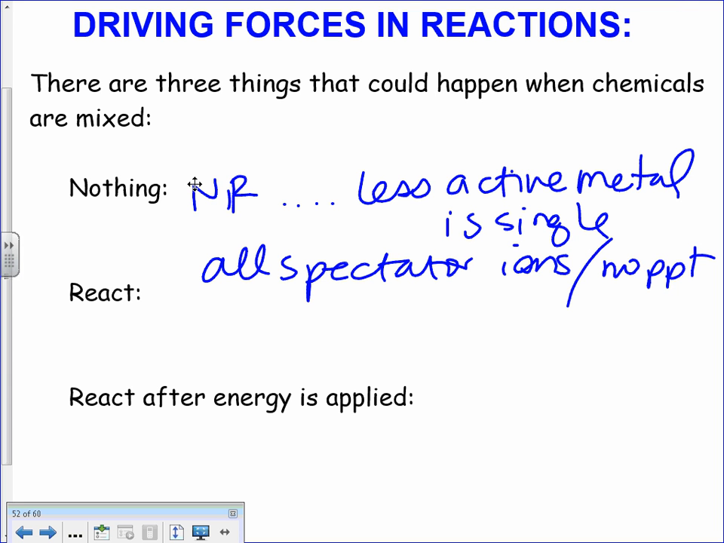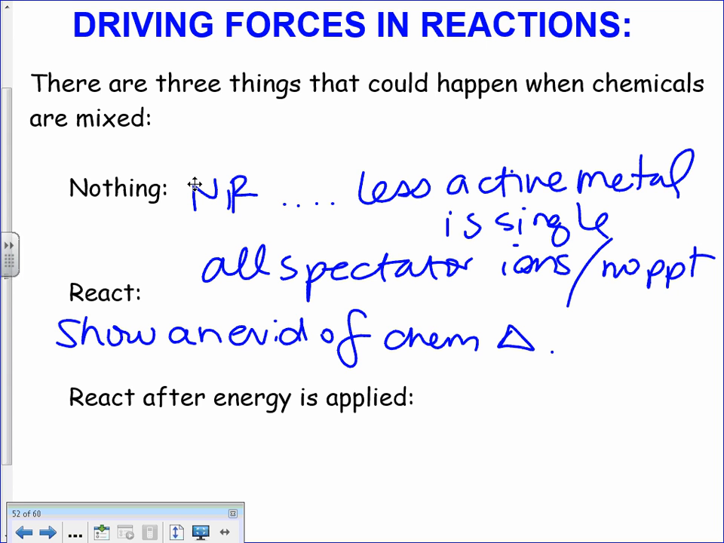Another thing is that things react, just like all of our types of reactions, things react. And I'm not going to write down all of those, but they show evidence of chemical change. We can tell: gas evolution, light production, heat production, precipitate formation, unexpected color change. We can tell something reacted because we can see a change.